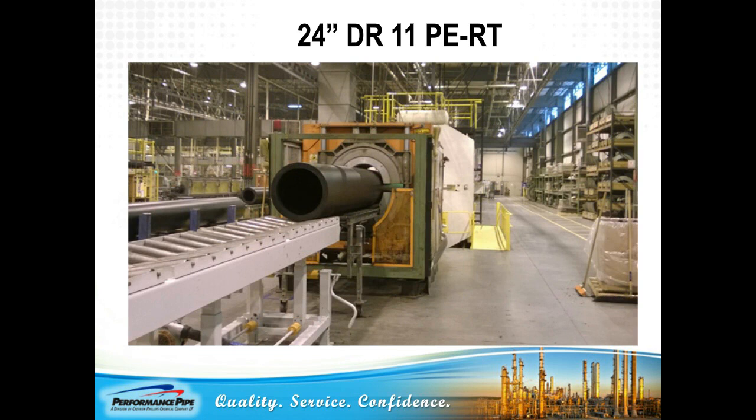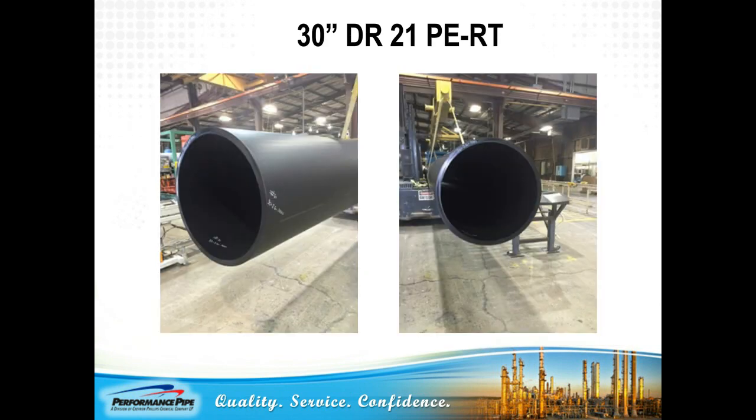And when we first began producing the PERT material, we produced solid black PERT, and we quickly realized that our customers, as well as our plants, needed an easy way to distinguish this pipe, which is why we added the four unique colored stripes. 30-inch DR21 PERT. This was for a 30-inch project that we will highlight in our case study here in a few minutes.